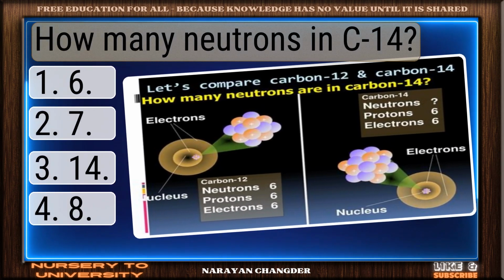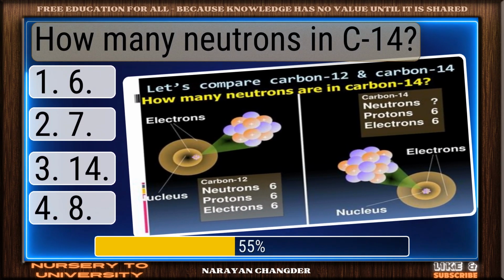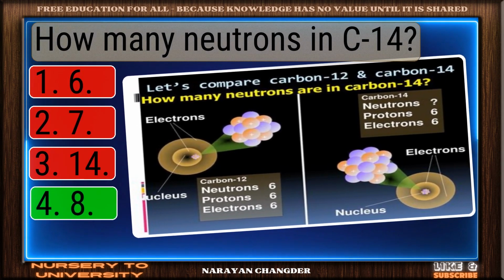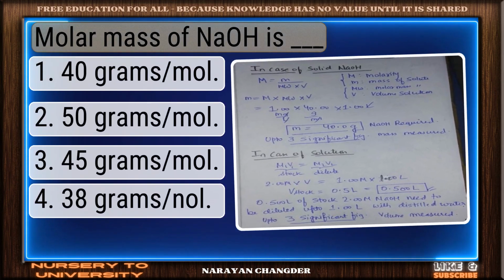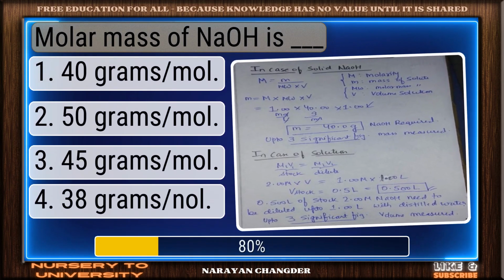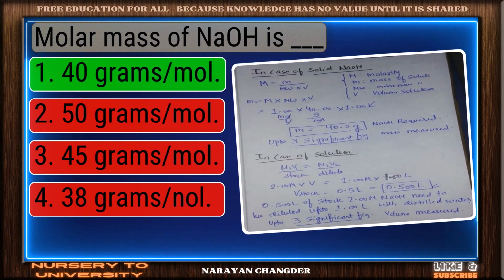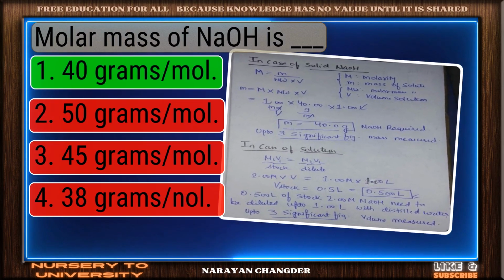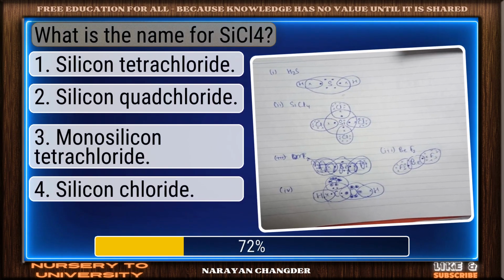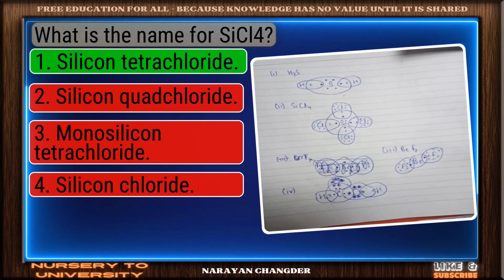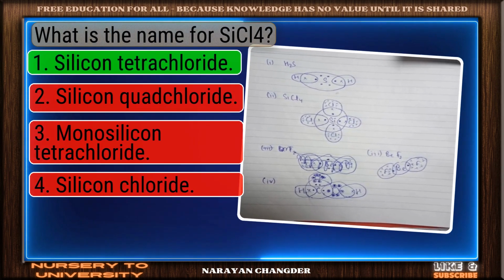How many neutrons in C14? Right again. 8 is a valid answer. Molar mass of now is dash. Smart pick. 40 grams mole is the correct choice. What is the name for SiC4? On track. Silicon tetrachloride is the correct answer.